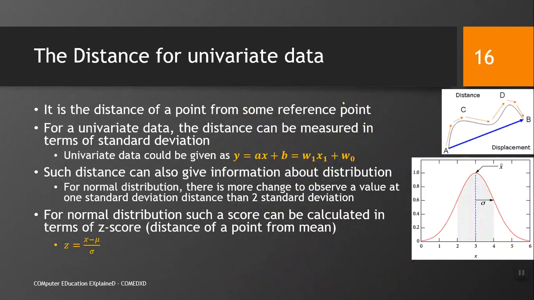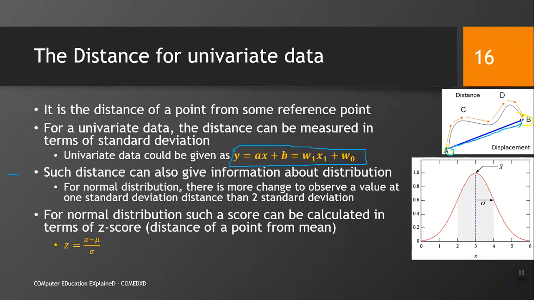The distance for univariate data is the distance of a point from some reference point. Here you can see that if we have a reference point A and we see a point B, this vector represents the shortest distance between the 2 points. For univariate data, the distance can be measured in terms of standard deviation. Univariate data could be given as y is equal to ax plus b, and we have been using this formula in previous lectures. Such distance can also give information about the distribution.